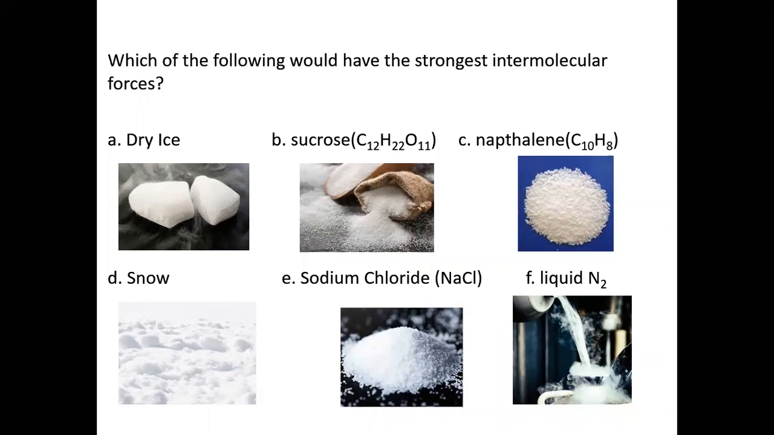We want to know which one of these would have the strongest intermolecular forces, aka attractive forces. And this is going to be discussed in the lecture, but we just want to see what the foundation is of students about this. So again, A, dry ice, which is solid CO2, sucrose, sugar, naphthalene, C10H8, commonly found in mothballs, snow, solid ice, sodium chloride, which you find in table salt, and of course liquid nitrogen and water. I didn't put a picture of water because everyone knows what water looks like. It's water.